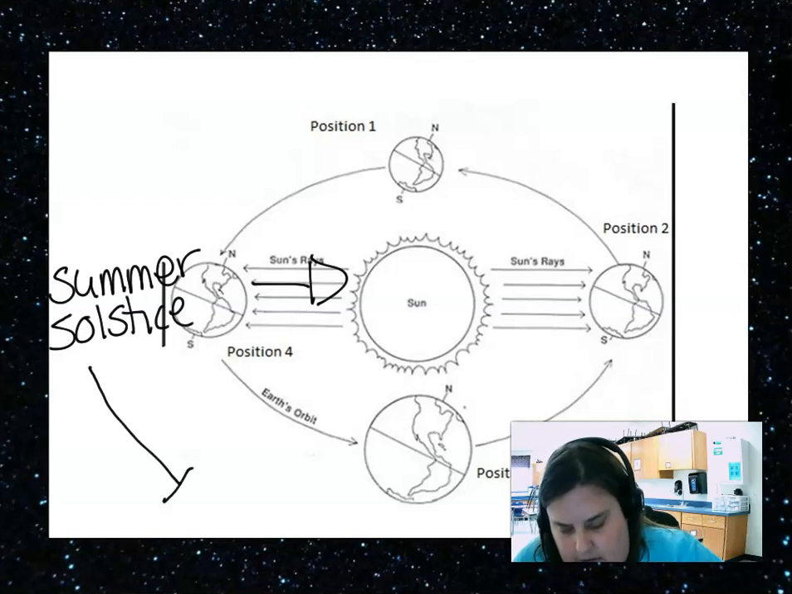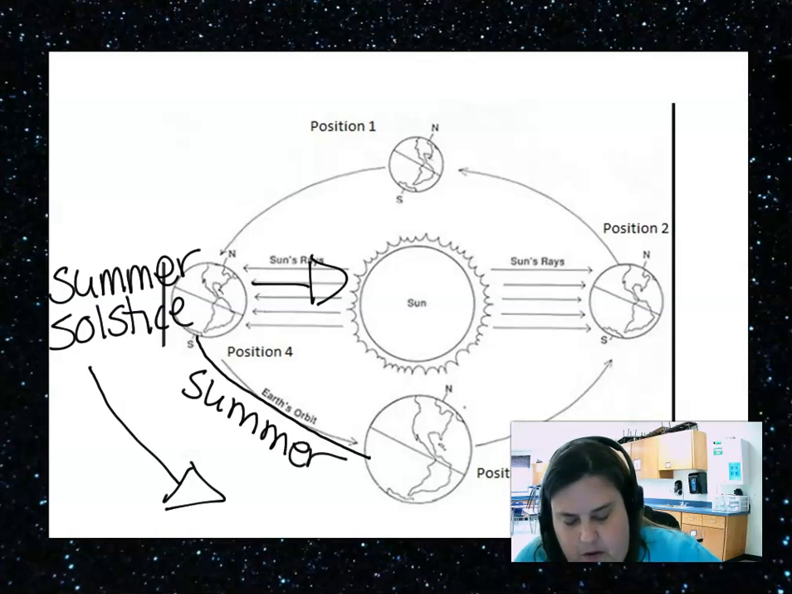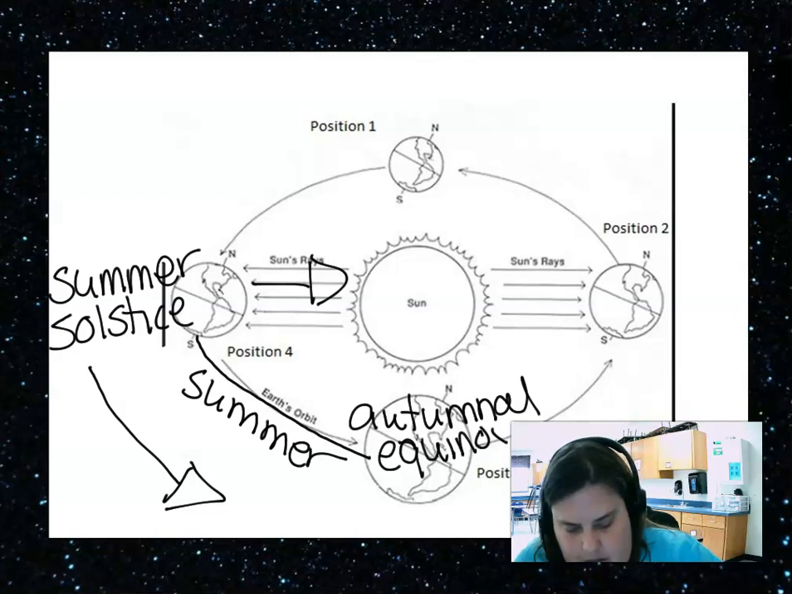And we're going to go counterclockwise around the sun. So every day that we see between this position and this position is going to be our summer. And then we're going to go in order of the seasons. So next we would have the autumnal equinox. And every day between that position and this next position would be fall.